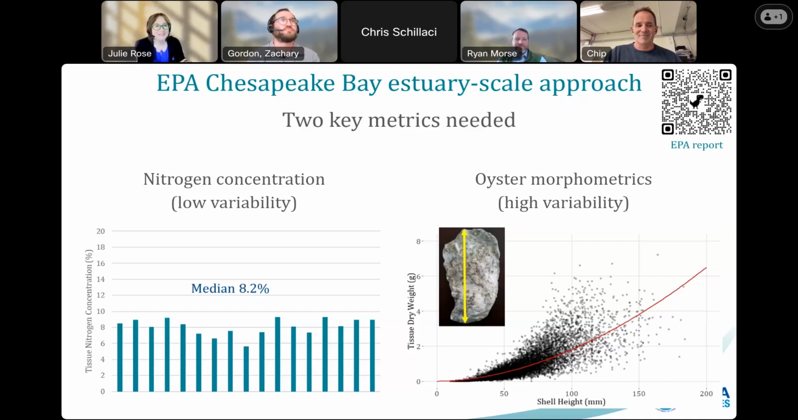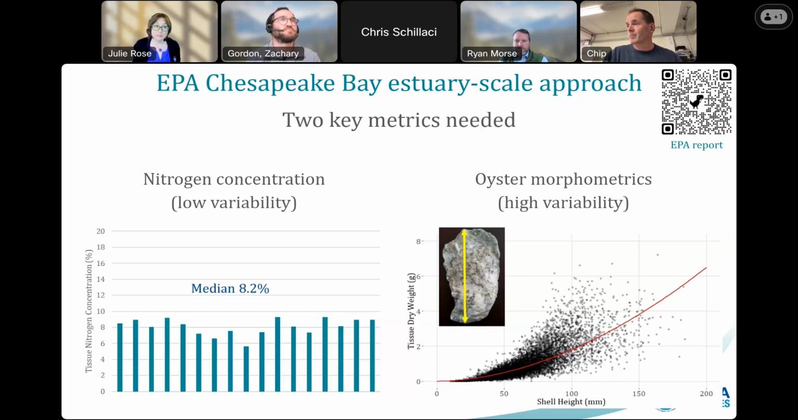And so one of the places where a nitrogen management program has approved the use of shellfish aquaculture for nutrient removal is Chesapeake Bay. And EPA has approved an estuary scale approach. They convened an expert panel that identified two key metrics that are needed in order to make a confident prediction of nitrogen contained within an individual oyster. These are shown here. In the lower left-hand corner, we have nitrogen concentration. This is the percent of nitrogen in an individual animal's tissue and shell.